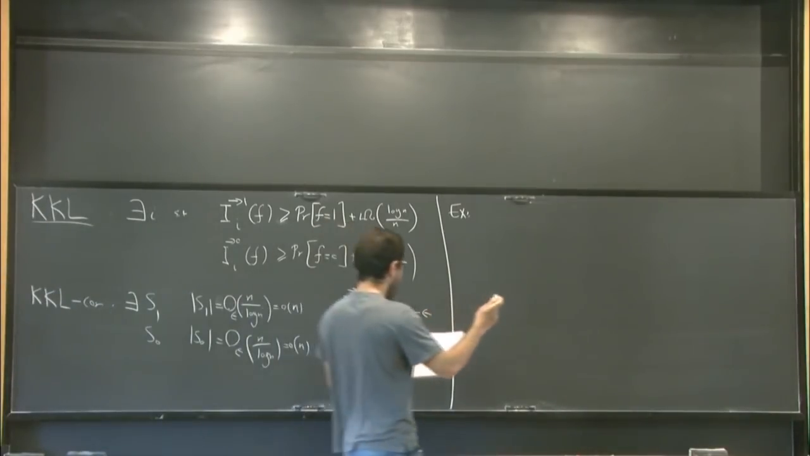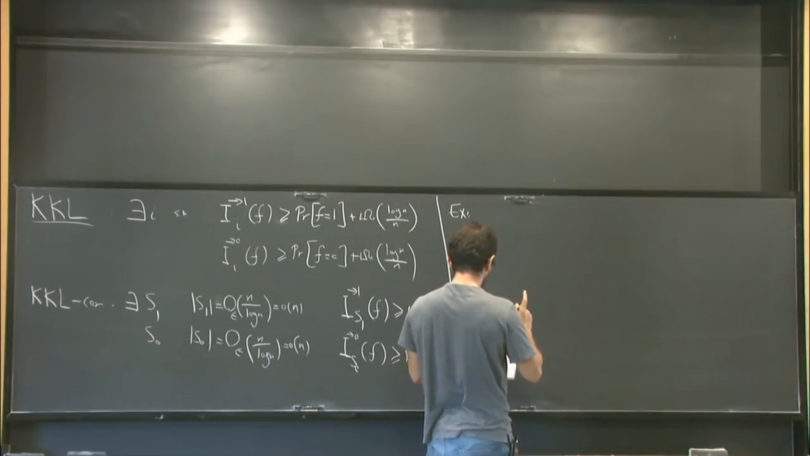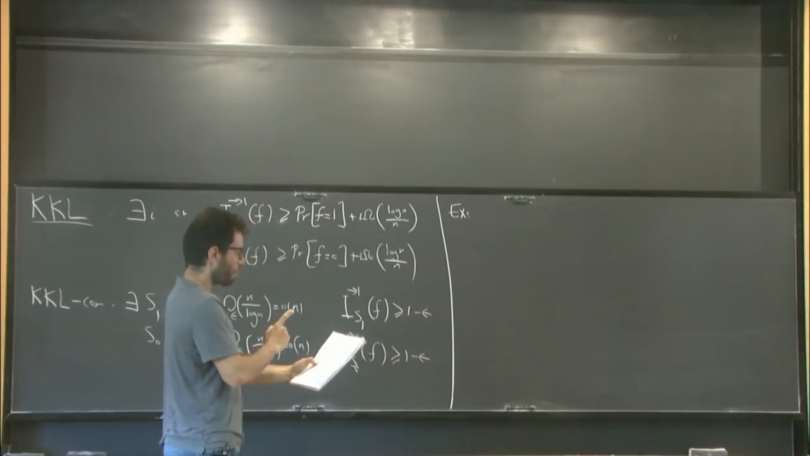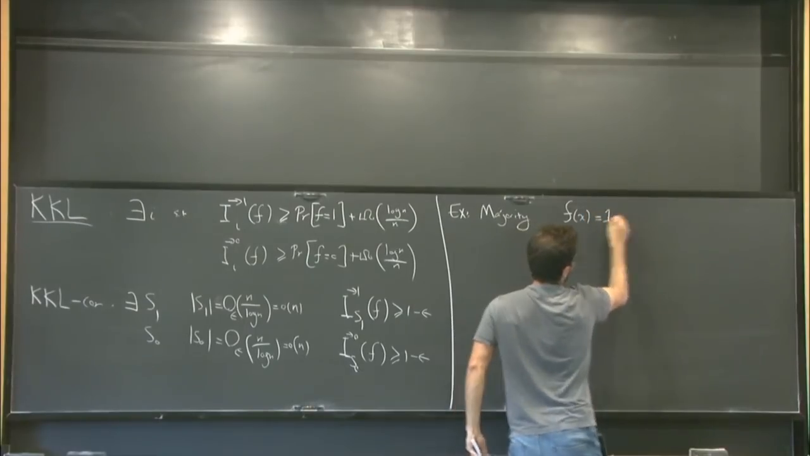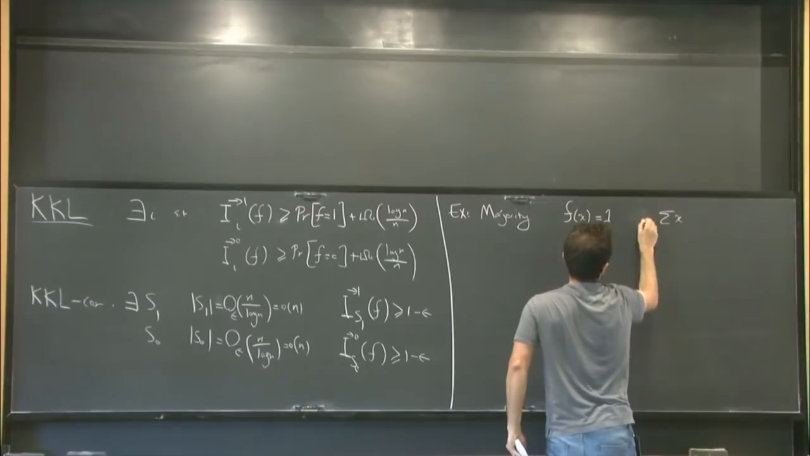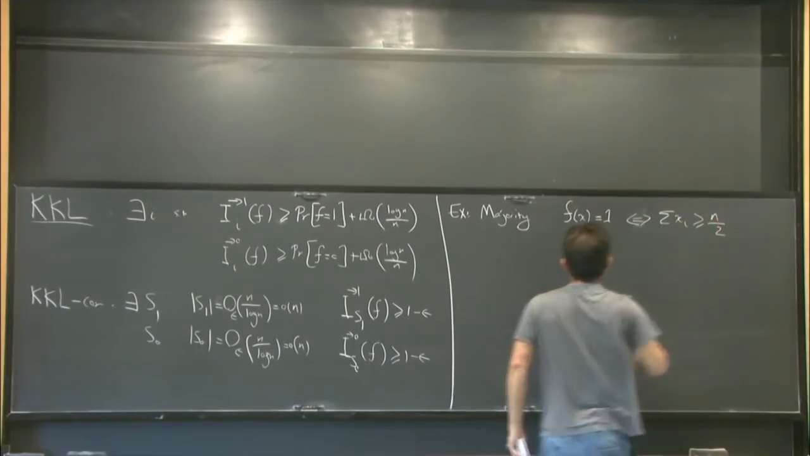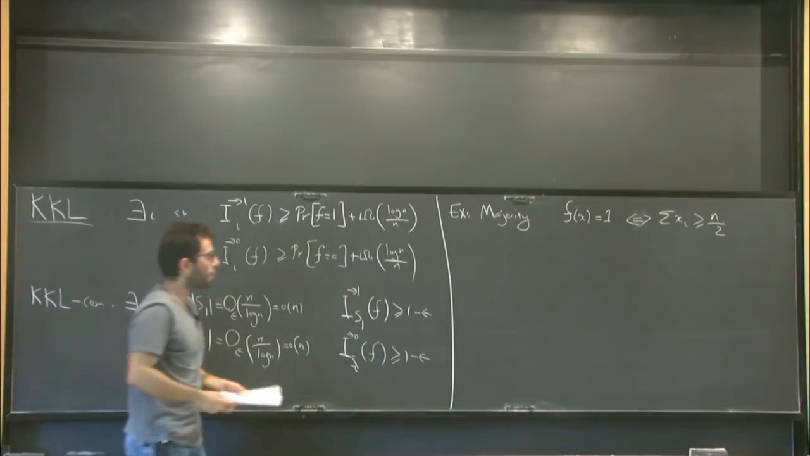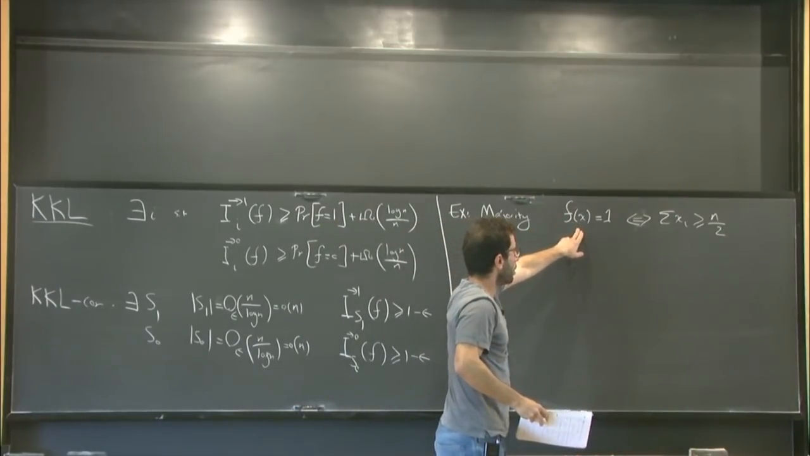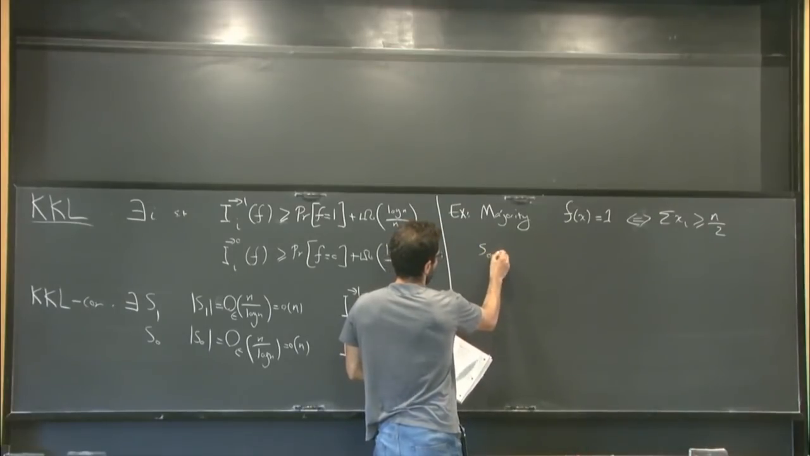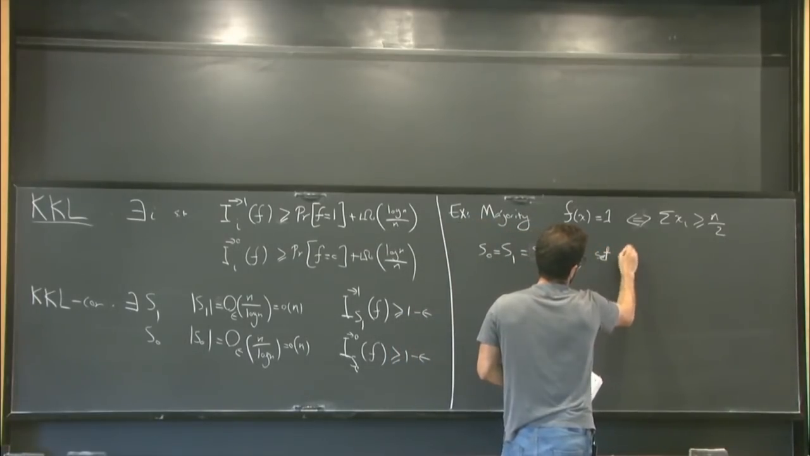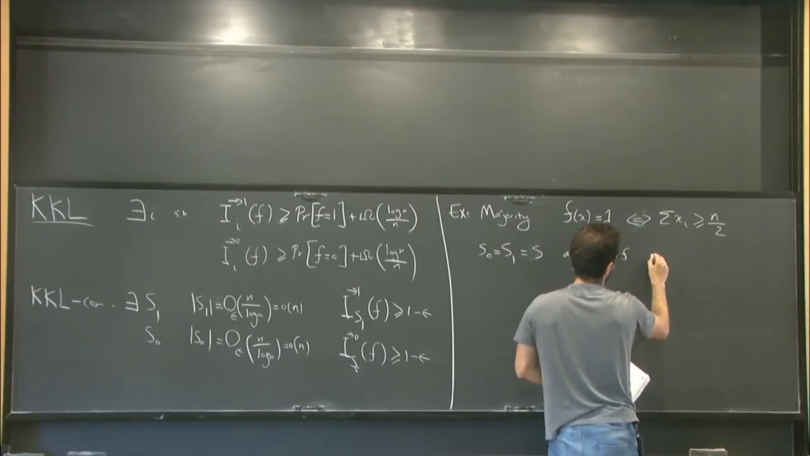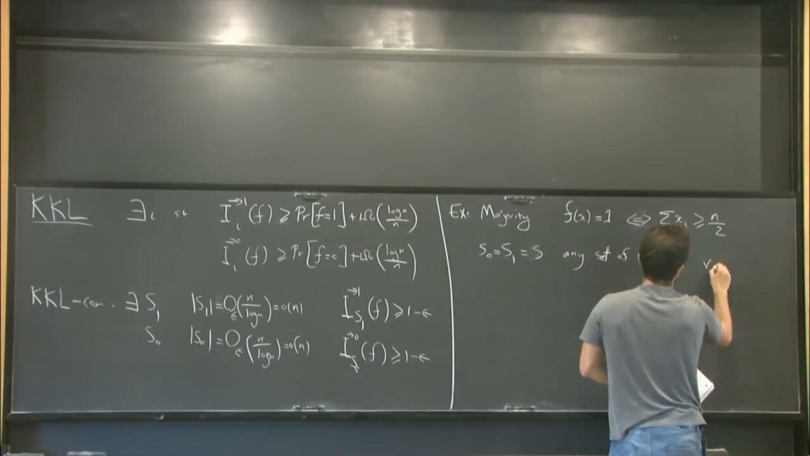So let's look at some few examples to warm up about this. Because if you don't warm up, you might get injured. So, majority. Here f of x is 1 if and only if the sum of xi is at least n over 2. So this is just the central limit theorem, or the concentration bound, basically. Here we can take S0 and S1 to be the same S, which is just any set of roughly square root n times some big constant over epsilon voters.